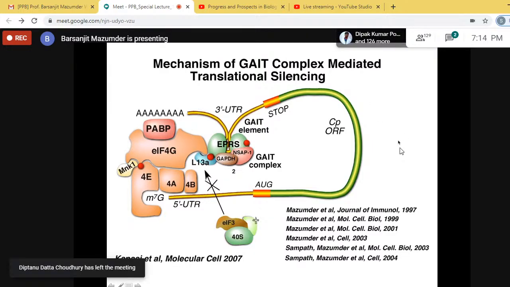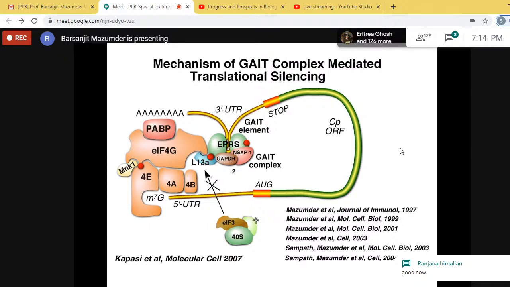At the extreme 3' end of the message, poly A binding protein binds the poly A, and this poly A binding protein, or PABP, also has a strong affinity towards 4G. So a protein at the head is binding a protein at the tail. This head-to-tail binding brings the translating mRNA into a closed loop shape, the closed loop translation model.